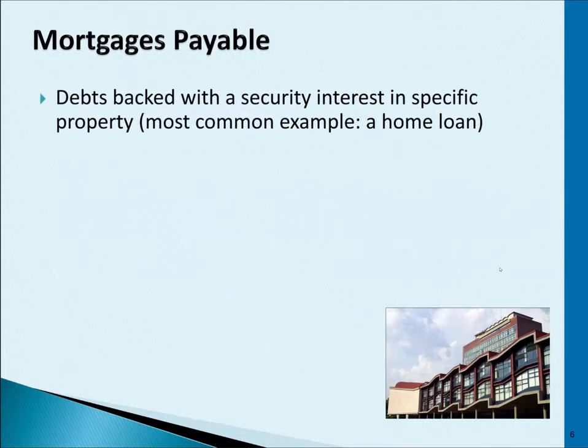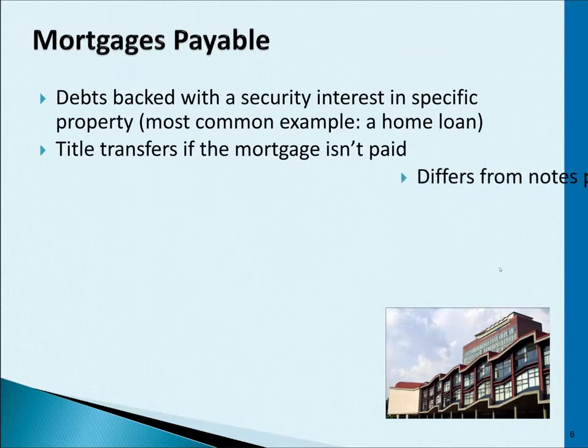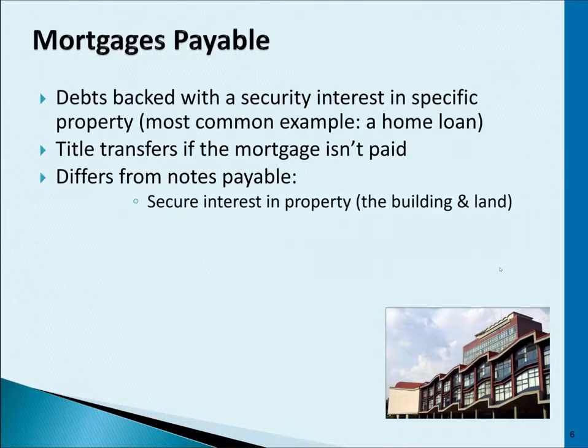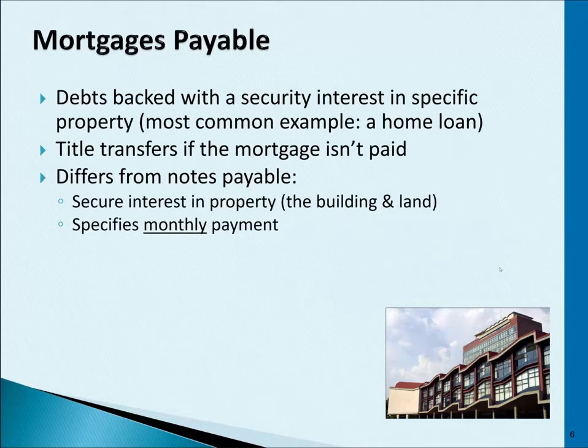Mortgages payable are long-term debts that are backed with a security interest in specific property. The mortgage will state that the borrower promises to transfer the legal title to specific assets if the mortgage is not paid on schedule. This is very similar to the long-term notes payable we just covered. The main difference is the mortgage payable is secured with specific assets, whereas long-term notes are not secured with specific assets. Another difference, mortgages payable are paid monthly.